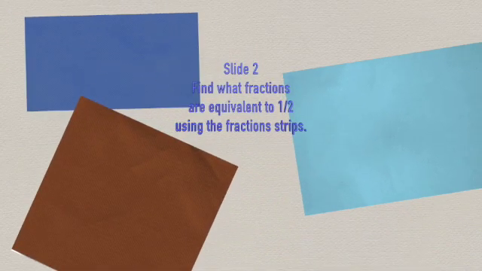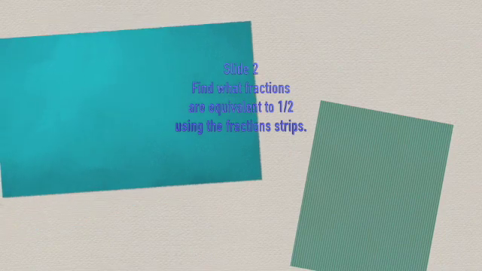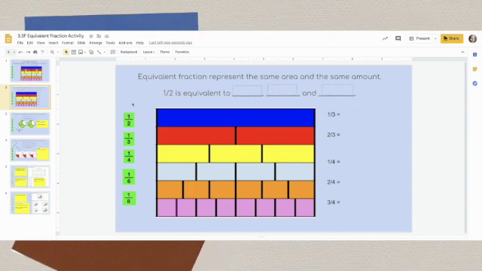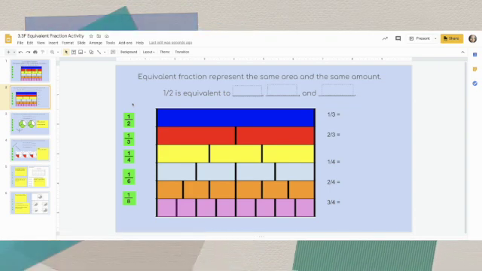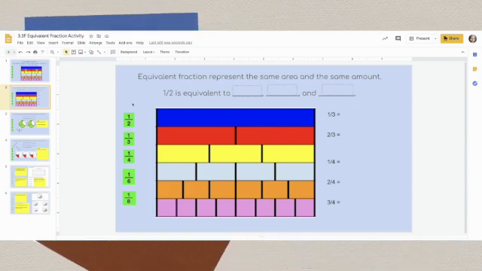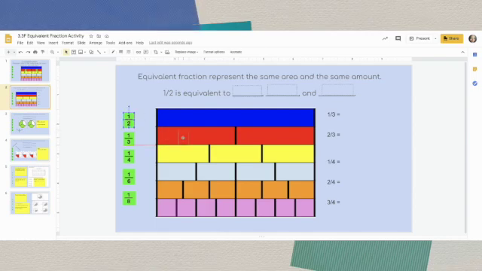Slide 2: find what fractions are equivalent to 1/2 using the fraction strips. Notice you have text boxes. You will need to type in those text boxes every fraction that you come up with that's equivalent to 1/2. So before we get started, we always label each of the fraction strips with our unit fractions. Drop a text box or drag and drop.